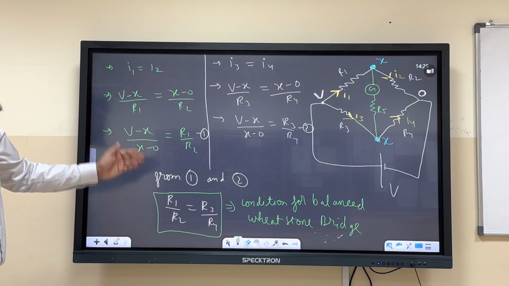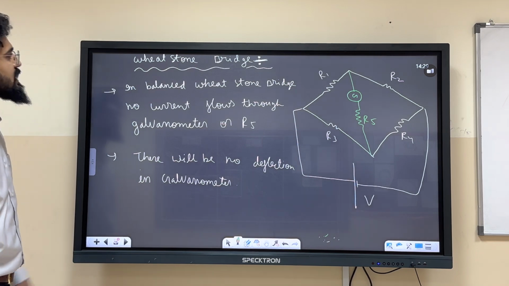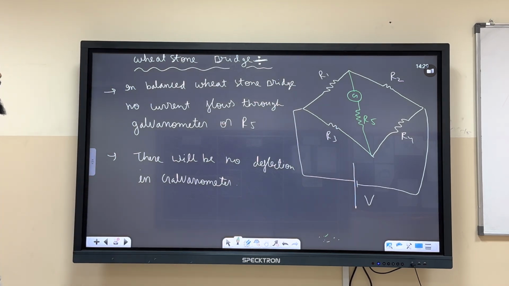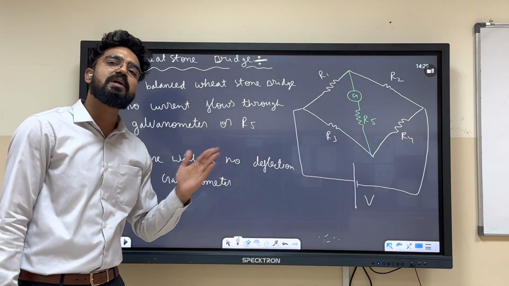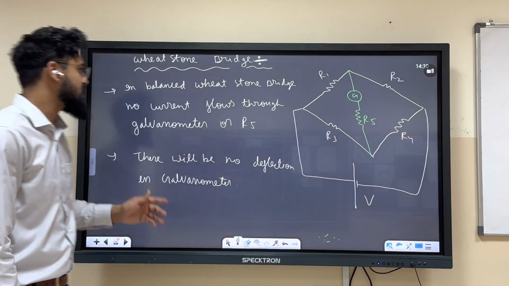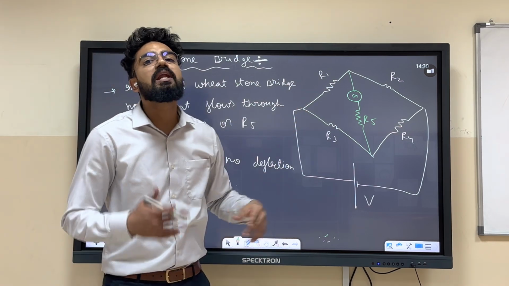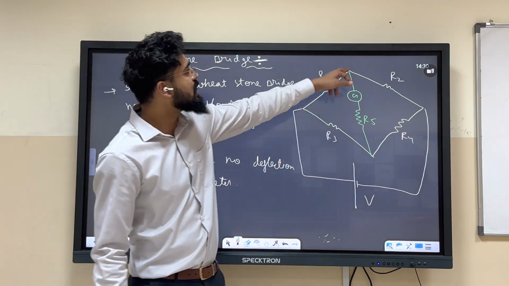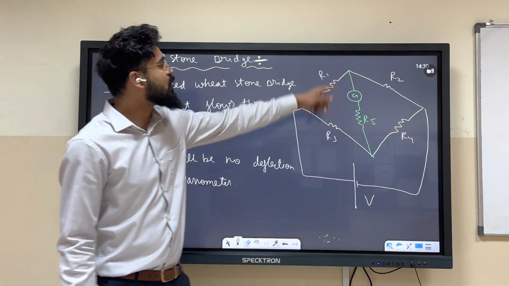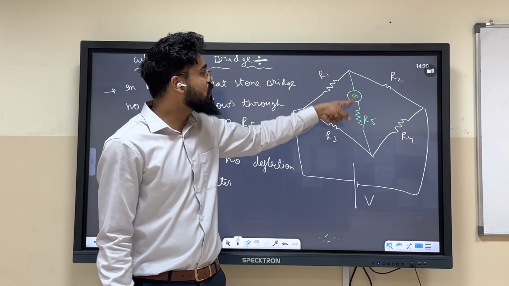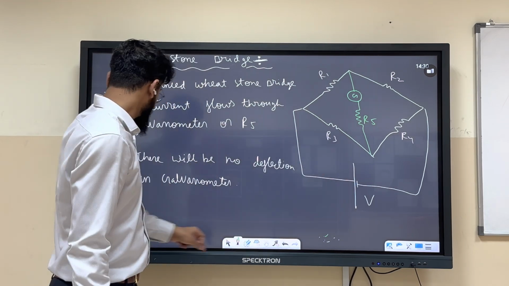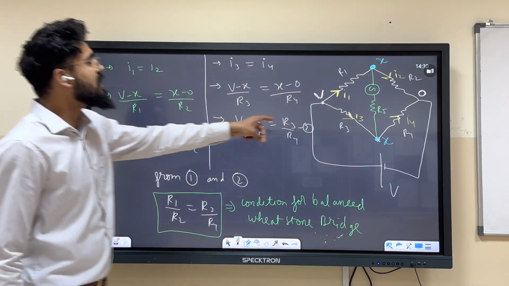Look carefully, there was a Wheatstone bridge like this, correct? We say a balanced Wheatstone bridge means no current flows through the galvanometer, the galvanometer's pointer shows no deflection. So how can it happen? It can only happen if the potential over here and over here becomes the same. If the potential is the same, it means the potential difference is zero. Current through this green wire is zero, correct? So we took x and x.